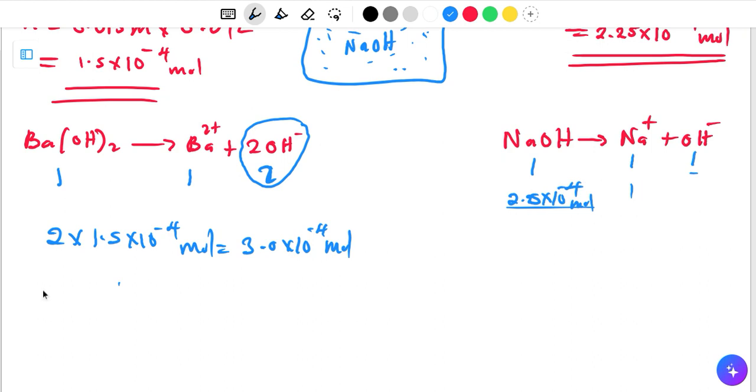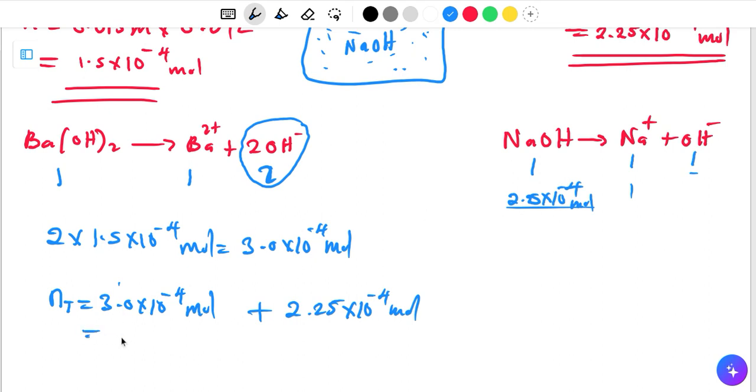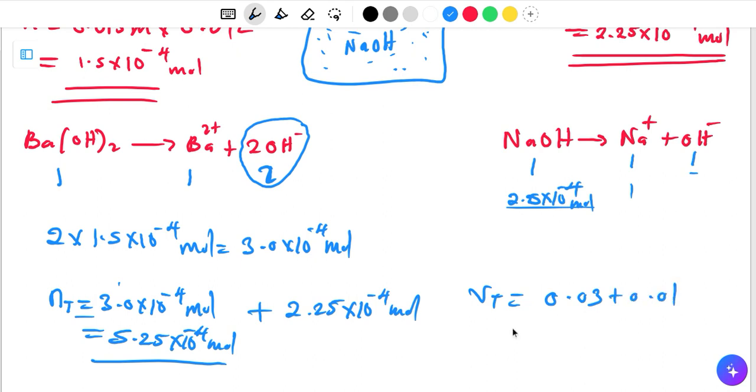So let's find the total number of moles of these two. I'm going to add the number of moles of hydroxide ion for barium hydroxide plus 2.25 multiplied by 10 to the power negative 4 moles of hydroxide coming from sodium hydroxide. Then when I add, I'm going to get 5.25 multiplied by 10 to the power negative 4 moles. So this is the total number of moles. What about the total volume? Since volume is also additive, we have 0.03 plus 0.01, which is approximately 0.04 liters. So this is what we have.